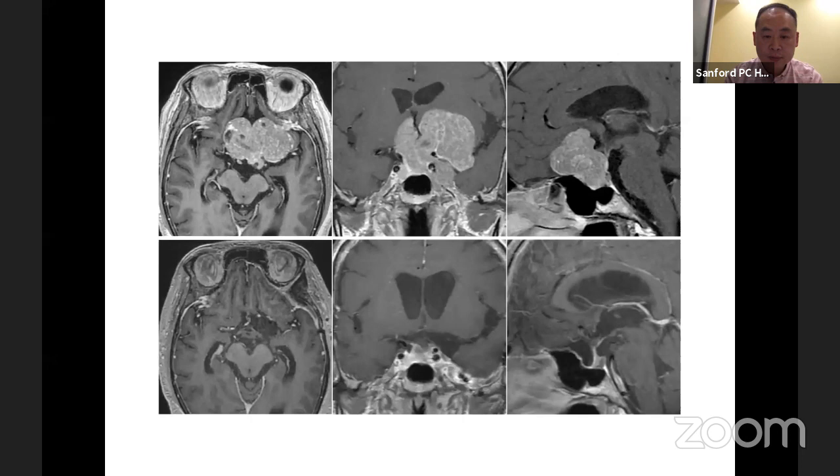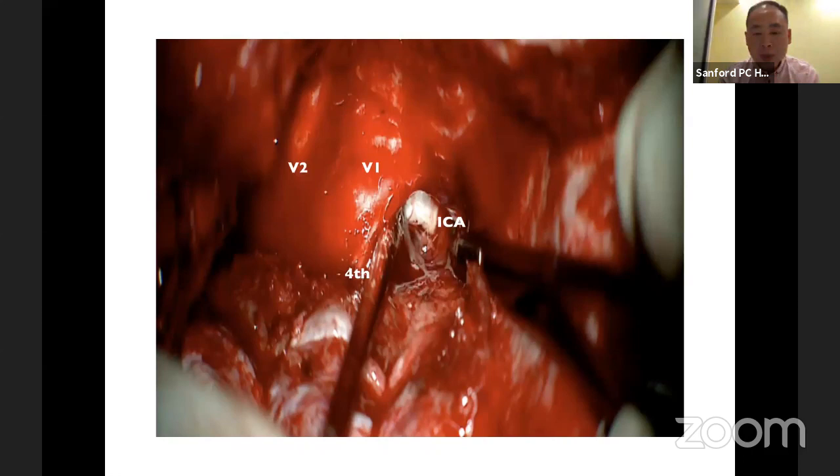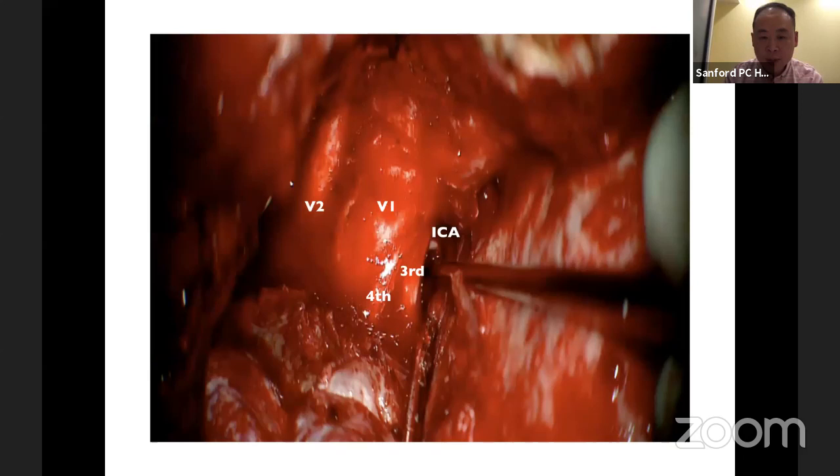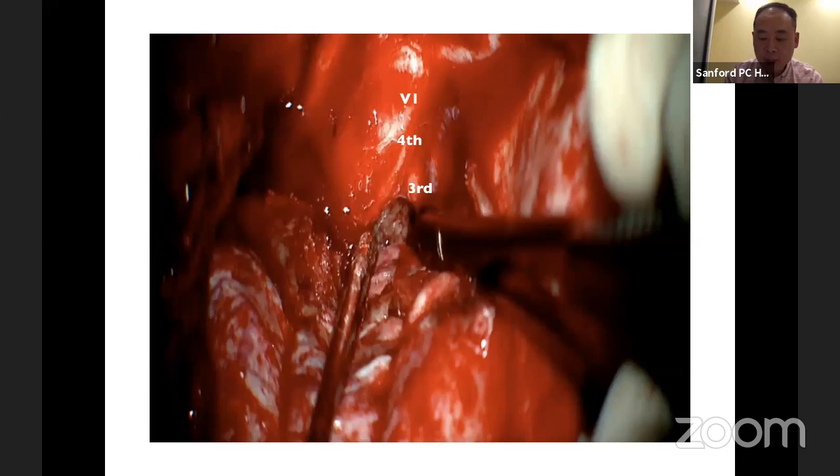At the beginning, usually the ACP has already been eroded by the tumor, so it's very easy to remove the ACP. Then you can expose the carotids. And sometimes when you do the dural peeling, the tumor comes out because of the pressure. So we remove the ACP, identify the carotids, and usually I will open the oculomotor membrane and remove the tumor below the third nerve. And I open the Parkinson triangle to remove the tumor between the third and fourth nerve.